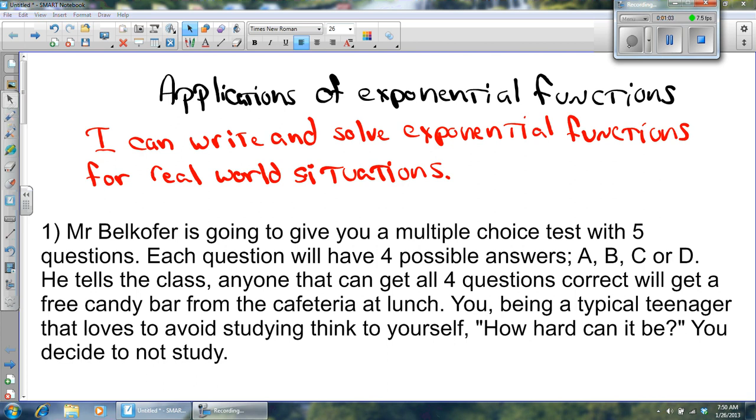Okay, so here's the first question. Mr. Bilkoffer is going to give you a multiple choice test with five questions. Each question will have four possible answers, A, B, C, or D. He tells the class anyone that can get all four questions correct will get a free candy bar from the cafeteria at lunch. You, being a typical teenager that loves to avoid studying, think to yourself, how hard can it be? You decide not to study. Now remember, you have to get a perfect score to get this.